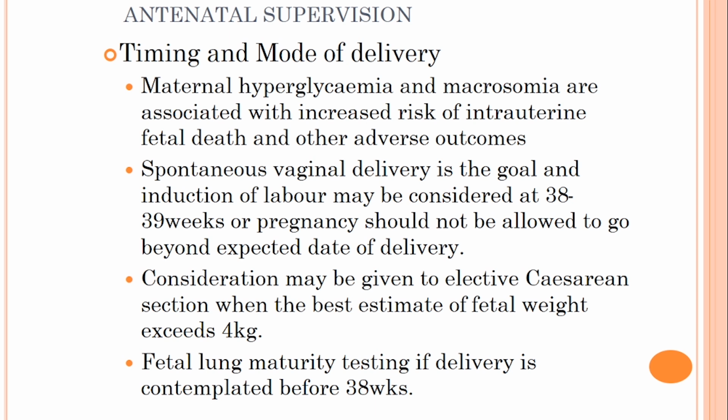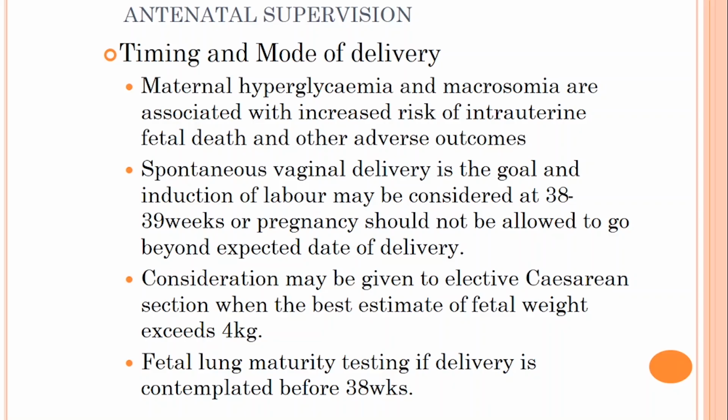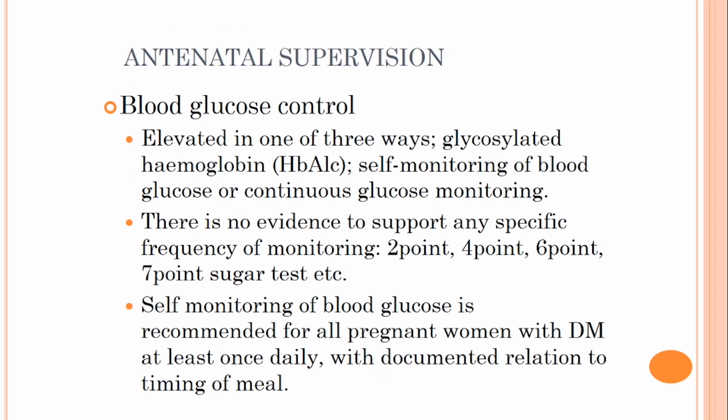Consideration may be given to elective cesarean section when the best estimate of fetal weight exceeds 4 kilograms. I repeat, consideration should be given to elective cesarean section when the best estimate of fetal weight exceeds 4 kilograms because of the problem of asymmetric fetal growth, precipitating shoulder dystocia, as I've explained. Then, fetal lung maturity testing if delivery is anticipated before 38 weeks.